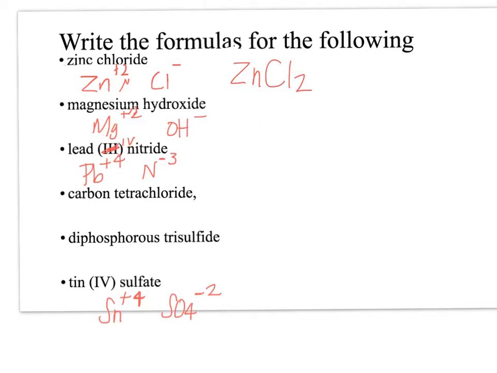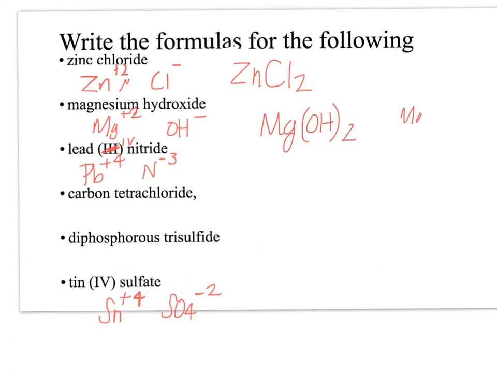Magnesium hydroxide is the next one. Same scenario. I've got a +2 here and a -1. So I'm going to use 2 of these to go with 1 magnesium. So when I write that, it would be Mg. Because hydroxide is polyatomic, we've got to put the parentheses around the entire thing and then say we need 2 of them. Okay? I want to caution you about hydroxide.